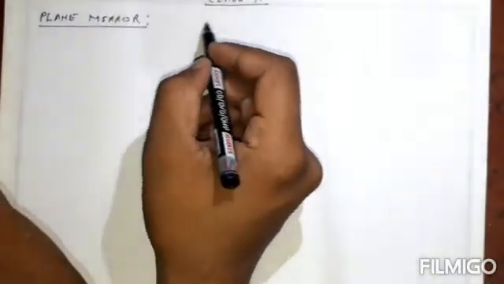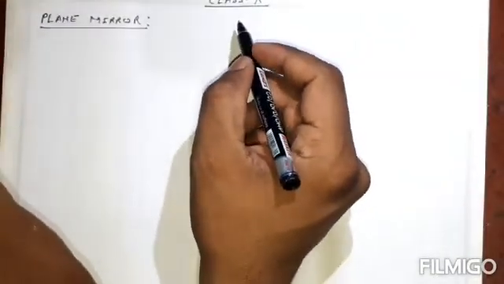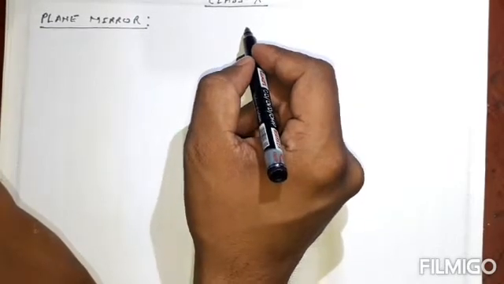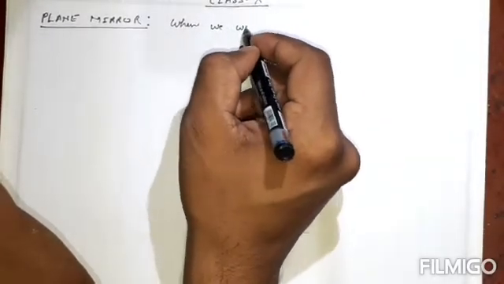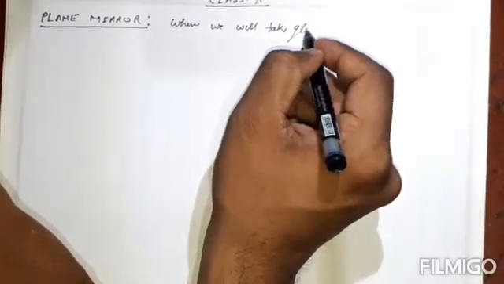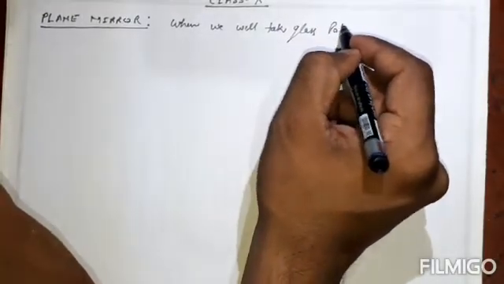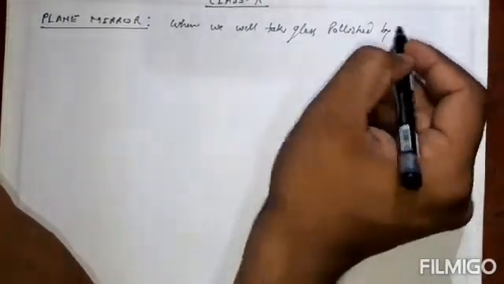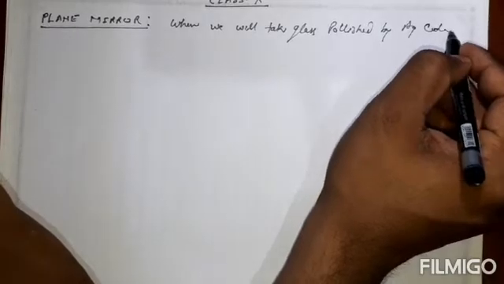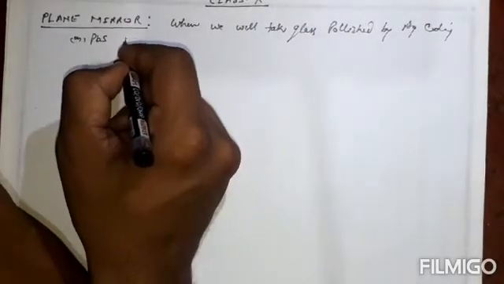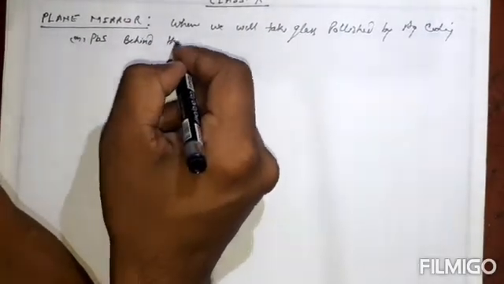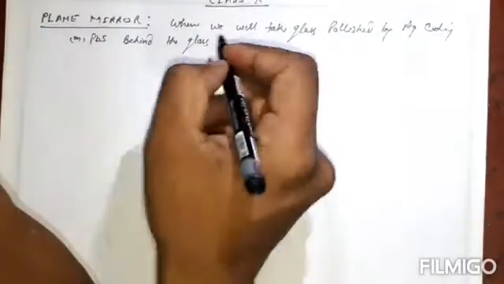Today we will start the plane mirror. How do we make a plane mirror? First of all, a plane mirror is created when we take a glass and polish it with a silver coating or lead sulfide behind the glass.